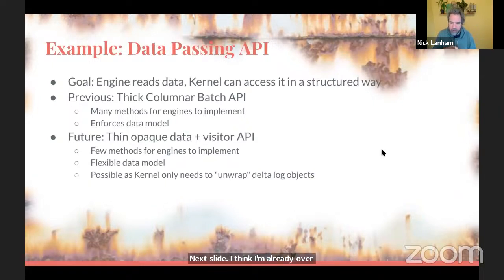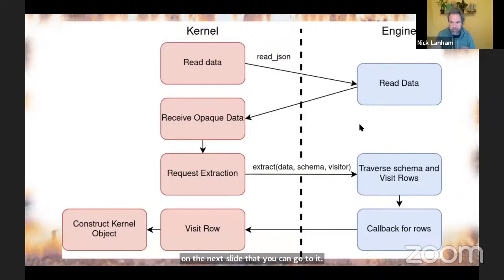I'll just mention very briefly that previously we were trying to do data passing by requiring engines to provide a fairly thick column or batch API that let the kernel really poke at the data in very detailed ways. We're trying to switch to more of a thin, opaque data model, so you can have anything you want on the engine side and use a similar kind of visitor API to let the kernel pull out the bits of data that it needs. Basically, hey, engine, can you please visit these pieces of data for me? And only passing primitive types back and forth between the kernel. There is an example on the next slide if you can go to it. I won't walk through this one, but feel free to look at it and hopefully it makes sense.